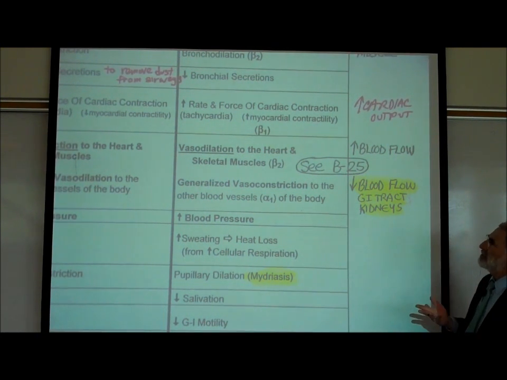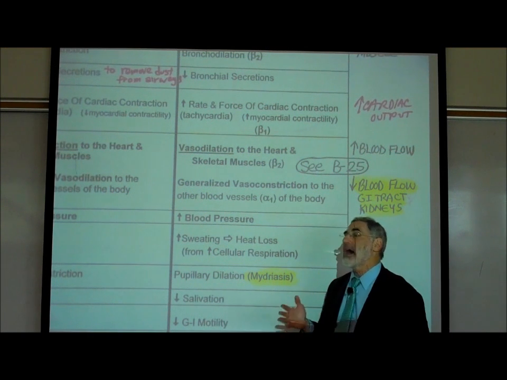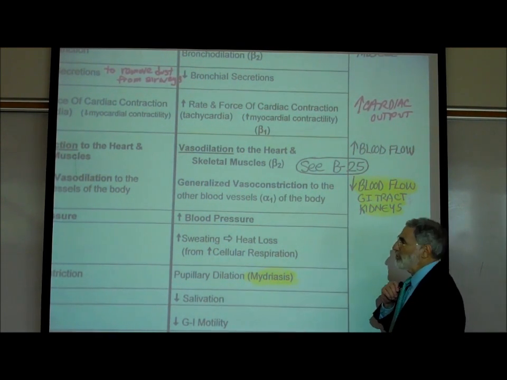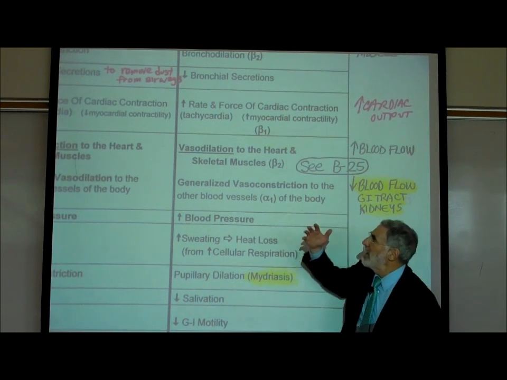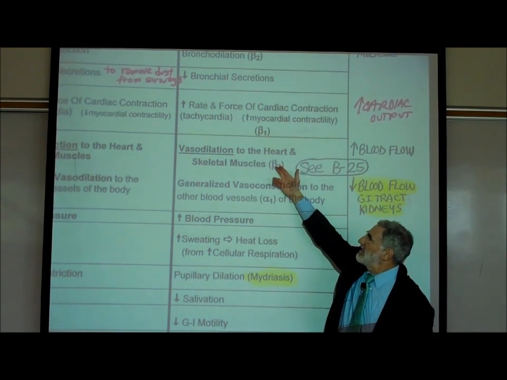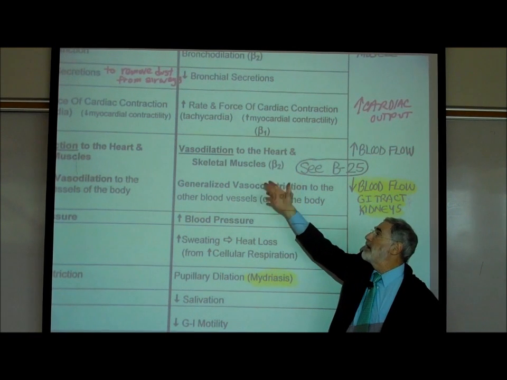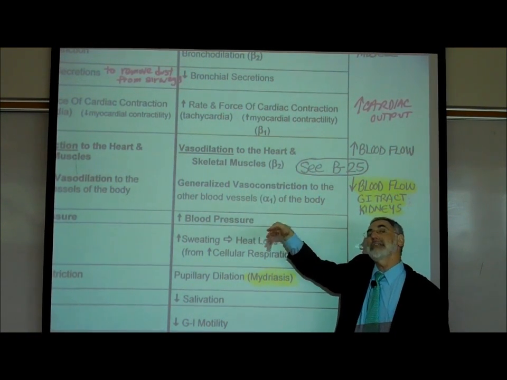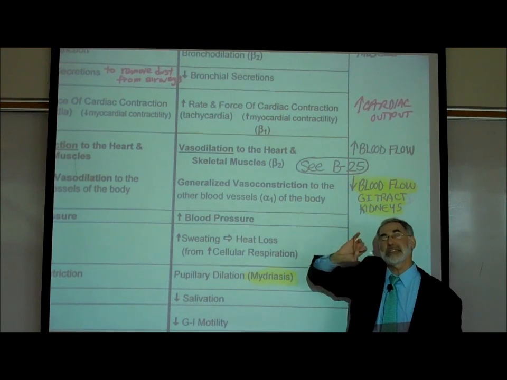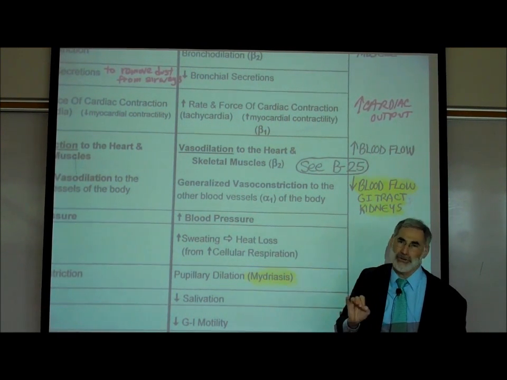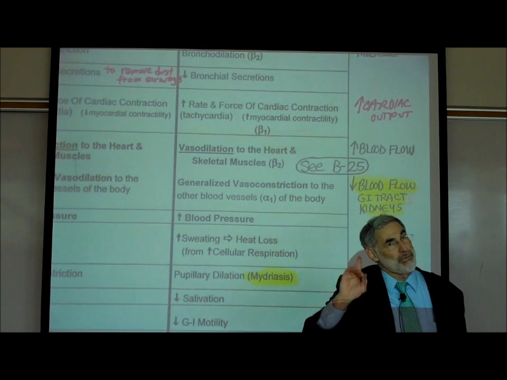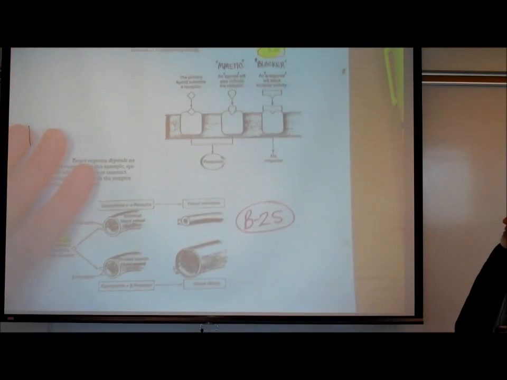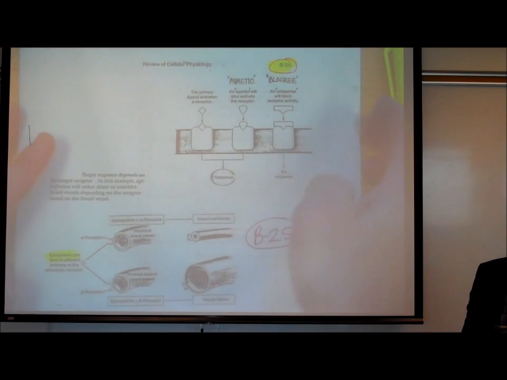Now, one of the questions we might ask is, how is it possible that the neurotransmitter norepinephrine or epinephrine can dilate the vessels of the skeletal muscle but cause the other blood vessels of our body to constrict? And the answer is because it's a slightly different type of adrenergic receptor site. We actually originally talked about that way back on B25. At the top of B25, remember this diagram?